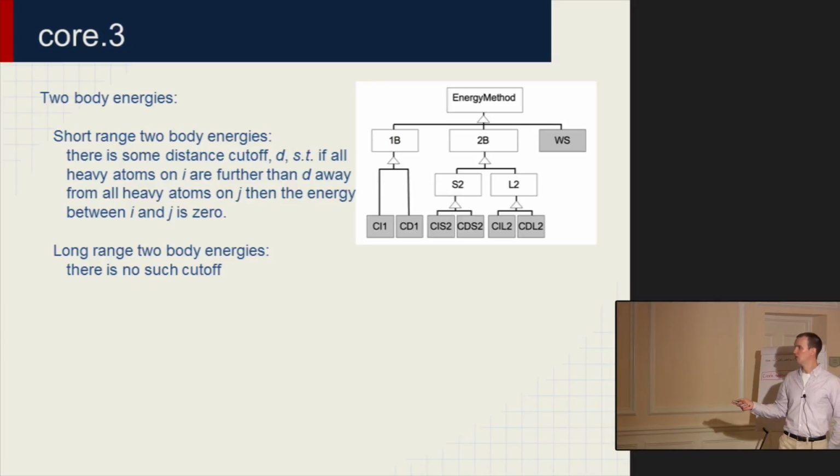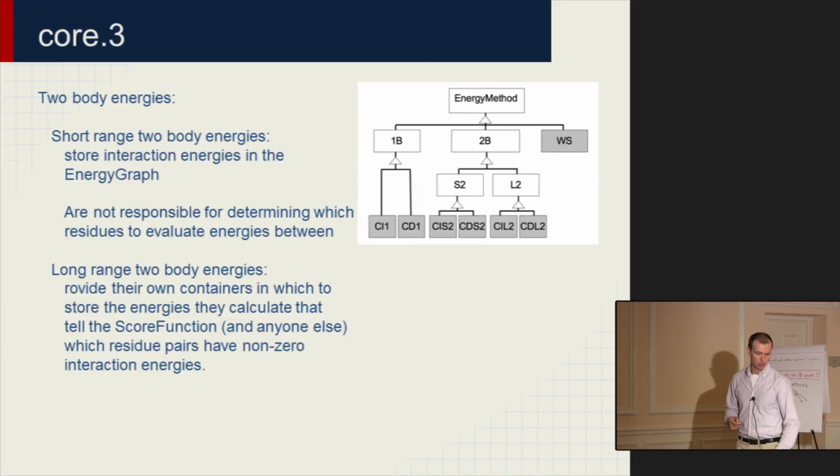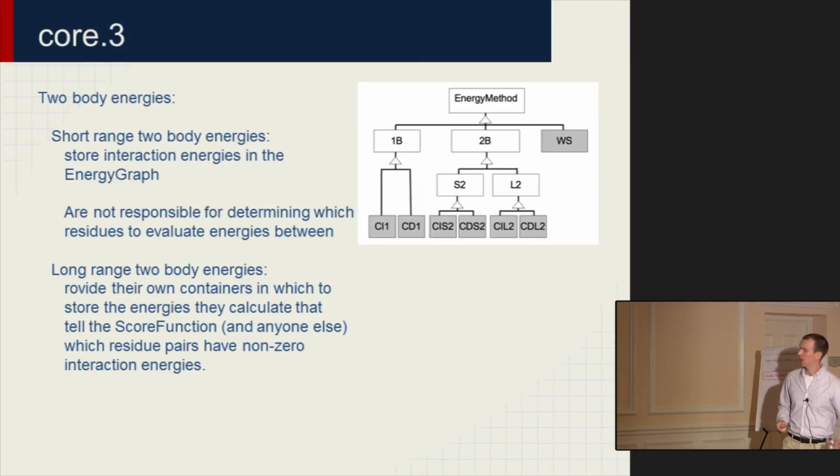And so short-range two-body energies, one of the key things that they do is provide this distance cutoff D that's then used by the score function and by the packer and by the other energy method consumers. For long-range two-body energies, there's just simply no such cutoff. It doesn't mean necessarily that all residue pairs are going to have some interaction energy. It just means that there's no distance cutoff that you can use to decide which residue pairs interact.